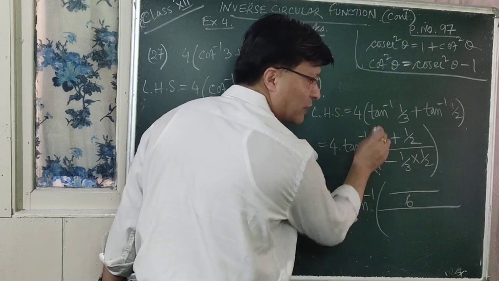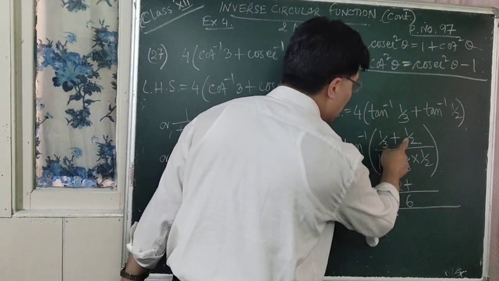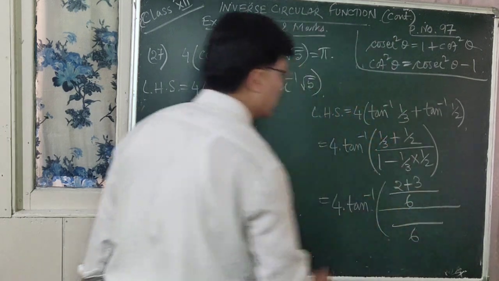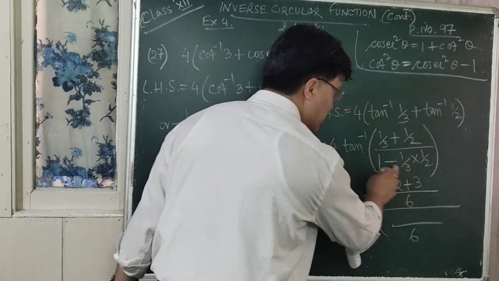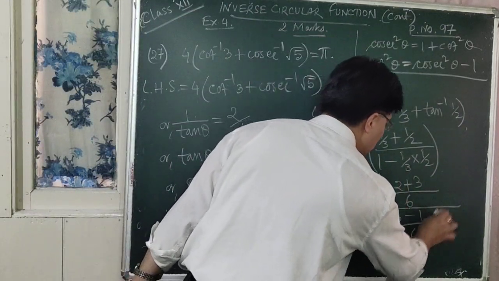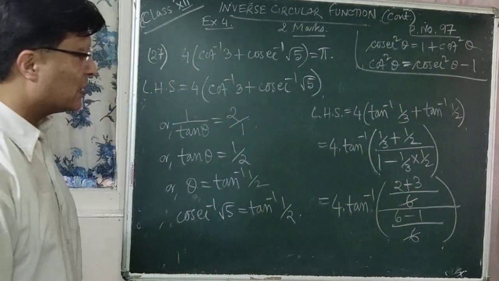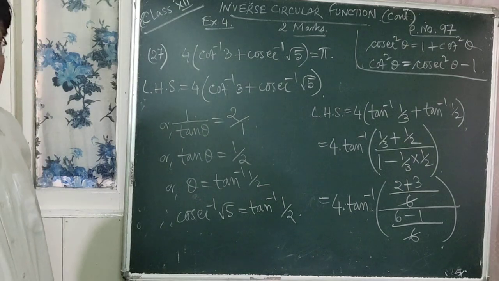6 divided by 3, 2 ones are 2. You know how to simplify it. Plus 6 divided by 2, that is 3, 3 ones are 3. In the denominator, what's the LCM? 6. 3 2s are 6, 6 ones are 6. Minus 1. Right? So here you can cancel this, the 6 gets cancelled. Okay? Is it clear to all of you?